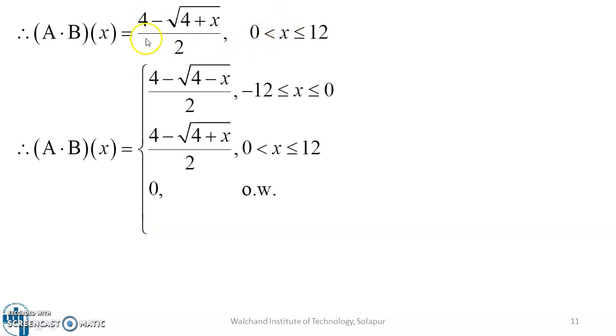Now combining those two steps, we get the membership function for the product of the given two fuzzy numbers like this. And obviously every time we have to add the third step, 0 gradation, because a into b is a fuzzy number, so its domain must be the set of real numbers. Therefore before minus 12 and after 12 the gradation is 0.